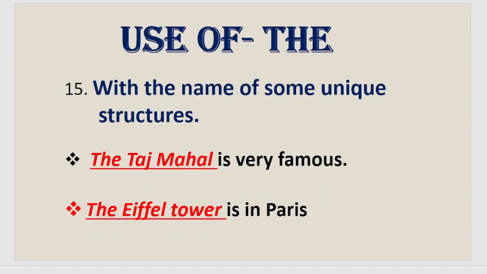Next, rule number 15. We use the definite article the with the name of some unique structures. The Taj Mahal is very famous. The Eiffel Tower is in Paris. The Taj Mahal, the Eiffel Tower, they are unique structures. That's why we have used the definite article the before them.